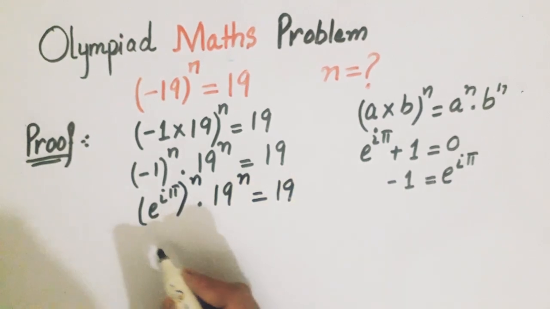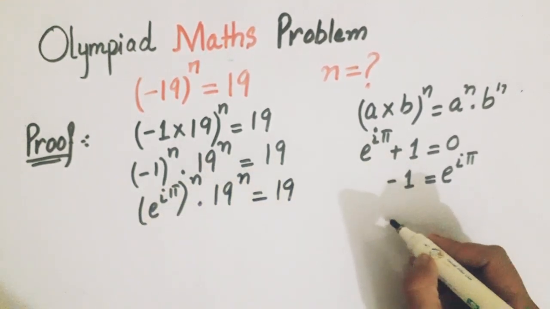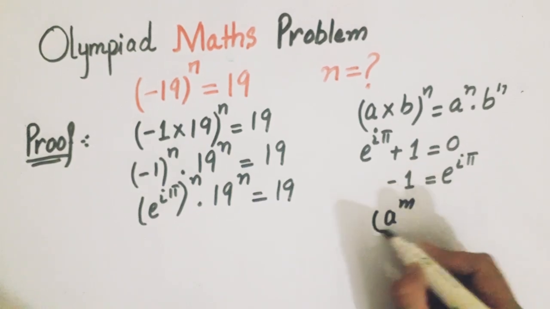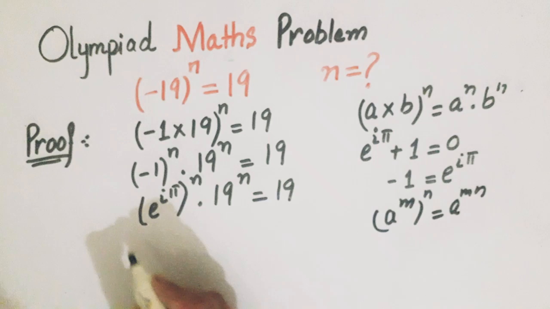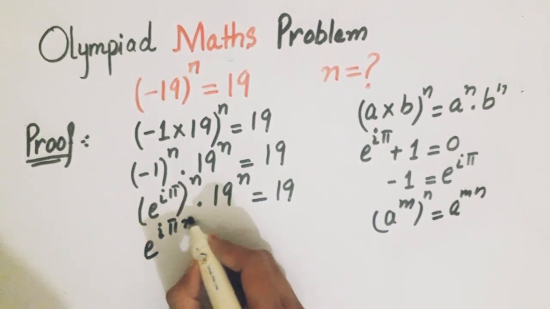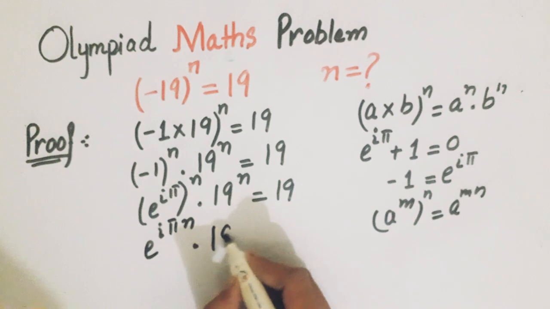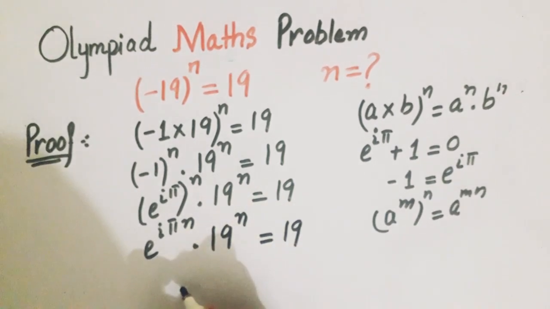Now in the next step we will multiply this power, because a^m raised to power n can be written as a^(mn). So we get e^(iπn) into 19^n equals 19. Now in the next step we will find the value of n.